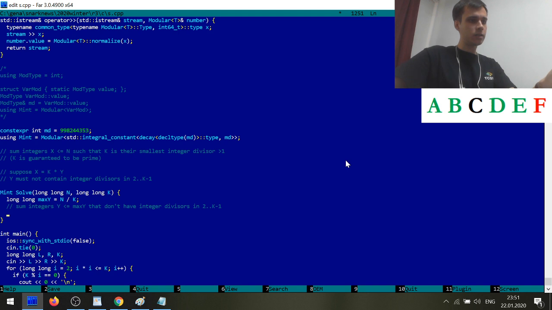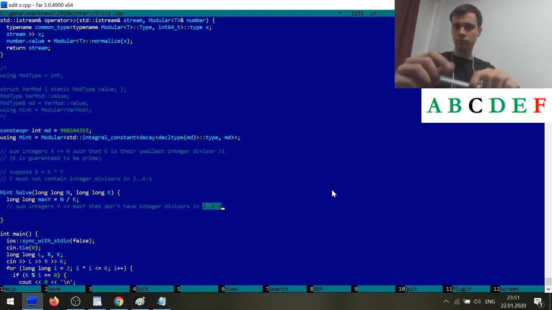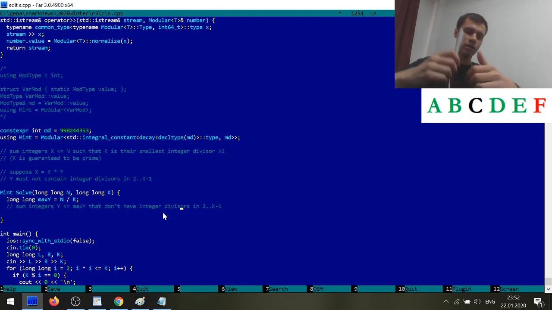And the idea is that we can use inclusion-exclusion in this case. So let's find all primes in the range from 2 to k minus 1. Since we don't want y to have any primes in this range, for example, if k is equal to 5, I don't want y to have integer divisors like 2 and 3. I don't want y to be divisible by 2 and by 3, but any other primes are fine.